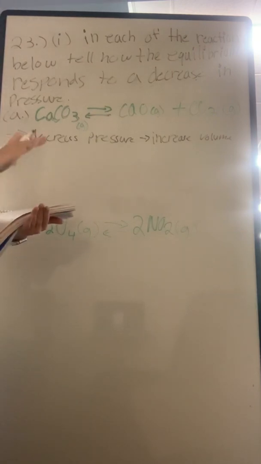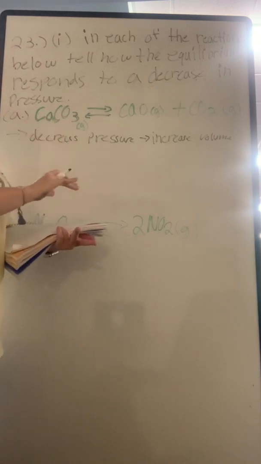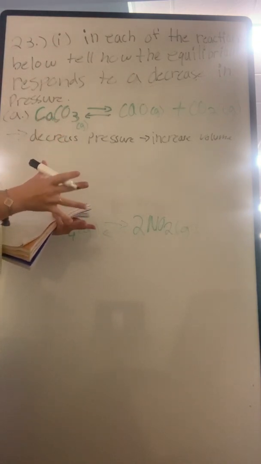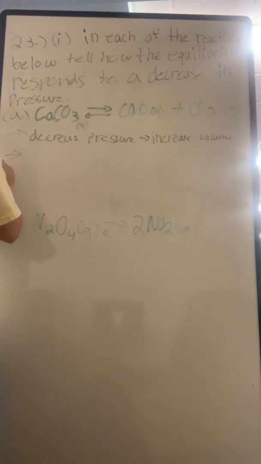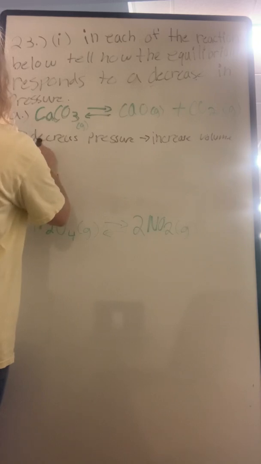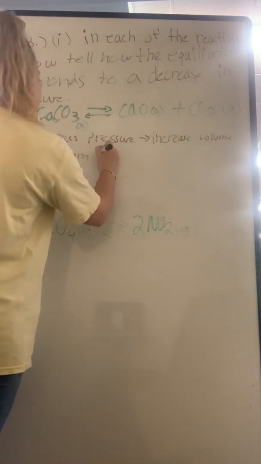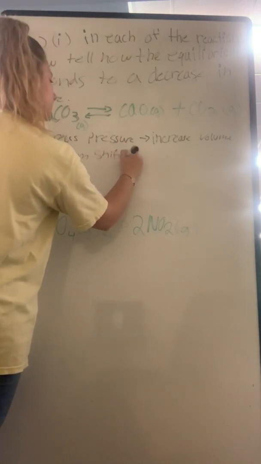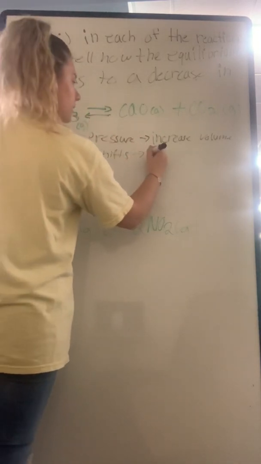Because as you take away the pressure, the molecules are moving around more freely, they have more space. Also, equilibrium shifts towards the side with a greater number of moles of gas. So, equilibrium shifts to the greater number of moles.